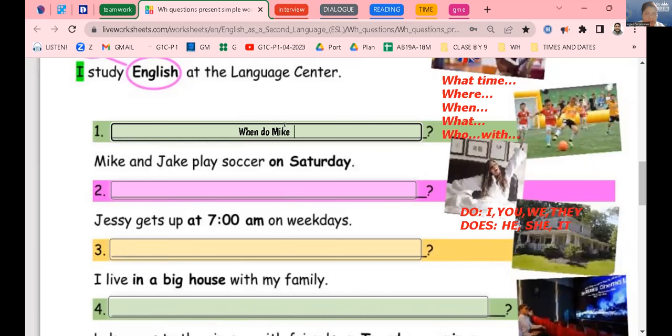Podríamos poner they. Lo vamos a dejar ahí con lo que tiene. When do Mike and Jake verb play? Play. Okay. What? Play soccer. Okay. Excellent. Entonces esa pregunta, ¿hace match con esta respuesta, con esta oración? Mike and Jake play soccer on Saturday. Yes or no? What do you think? ¿Sí? ¿Está bien? When do Mike and Jake play soccer? ¿Cuándo juega soccer Mike y Jake? Veamos. ¿Responde a eso esta pregunta? Yes, right? On Saturday, el día sábado.